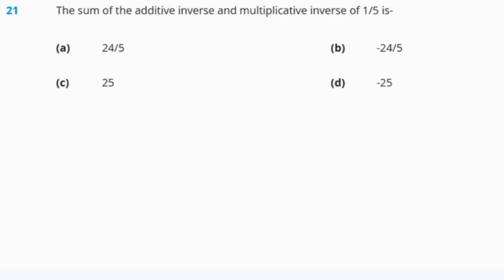Now question number 21: the sum of the additive inverse and the multiplicative inverse of 1 by 5. The additive inverse of 1 by 5 will be minus 1 by 5. And if we are talking about the multiplicative inverse, then it would be 5.